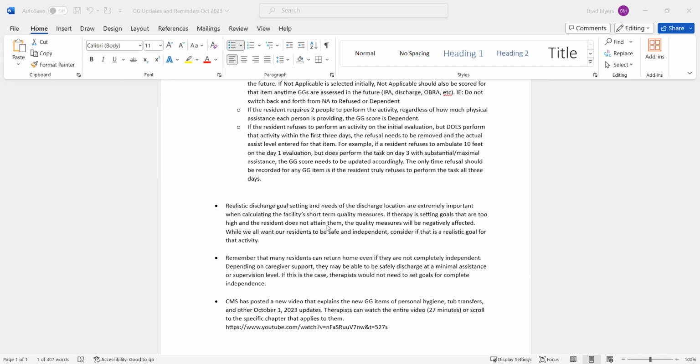If we set the goal for minimal assistance and they achieve that, and we want to progress them to supervision or independent, then we can do an updated plan of care to upgrade the goal. That's totally appropriate, but we really need to get away from setting goals for independence, very high level goals for all residents, if that's not what they're going to need when they go home, because if they don't attain them, that could have negative consequences for the facility.